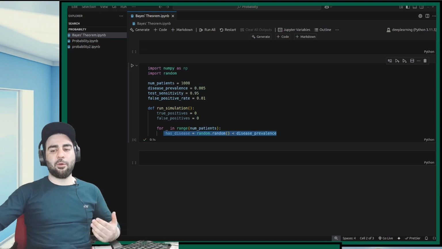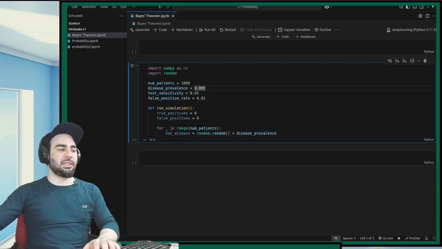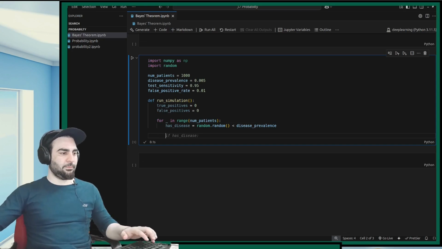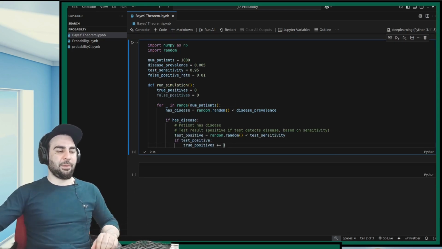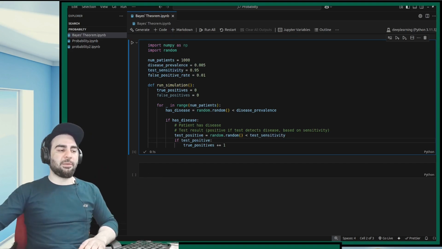And now I'll perform the test. If the patient has the disease, I'll perform the test on the patient. This will ensure that only these many people from the number of patients have the disease. So I'm saying if the patient has a disease, test result positive. Based on the sensitivity here, test positive is equal to random again, but it is now based on test sensitivity. So if the patient has a disease, for 95% of the patients it will detect the disease. And if the test was positive, then plus 1. So you are incrementing the true positives.